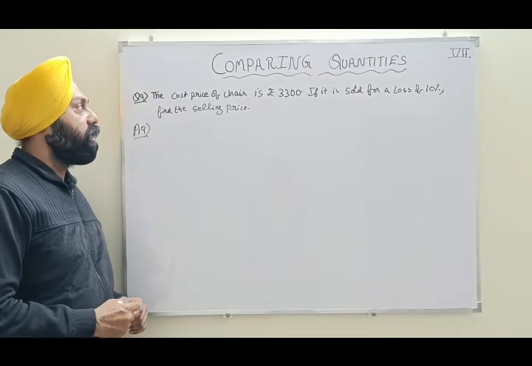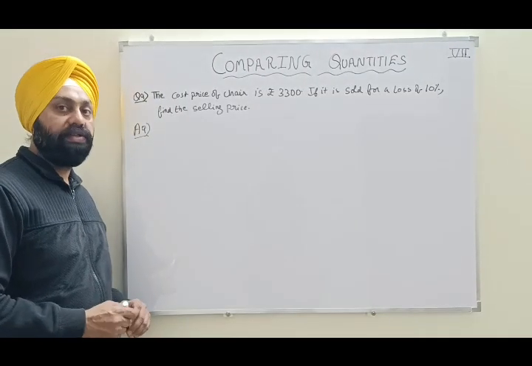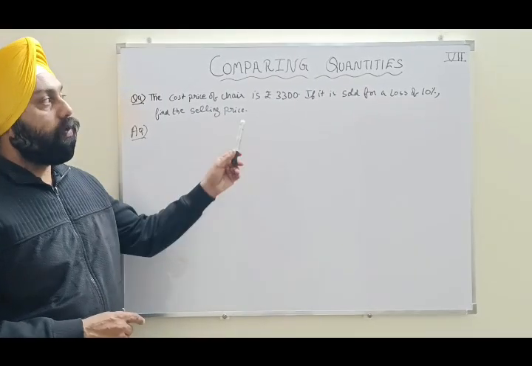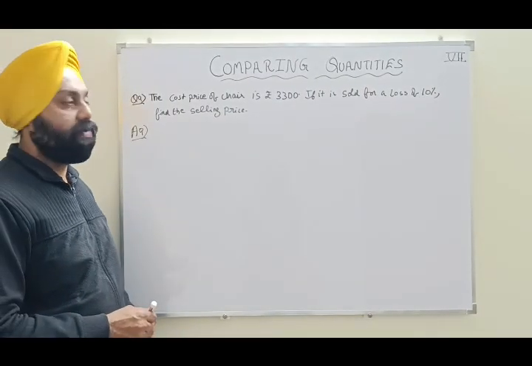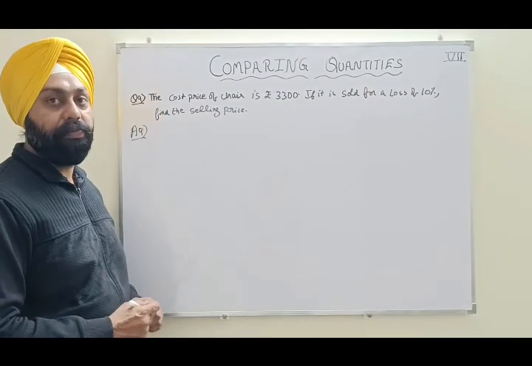So our next question is: the cost price of a chair is rupees 3300 and it is sold for a loss of 10%. We have to find the selling price.